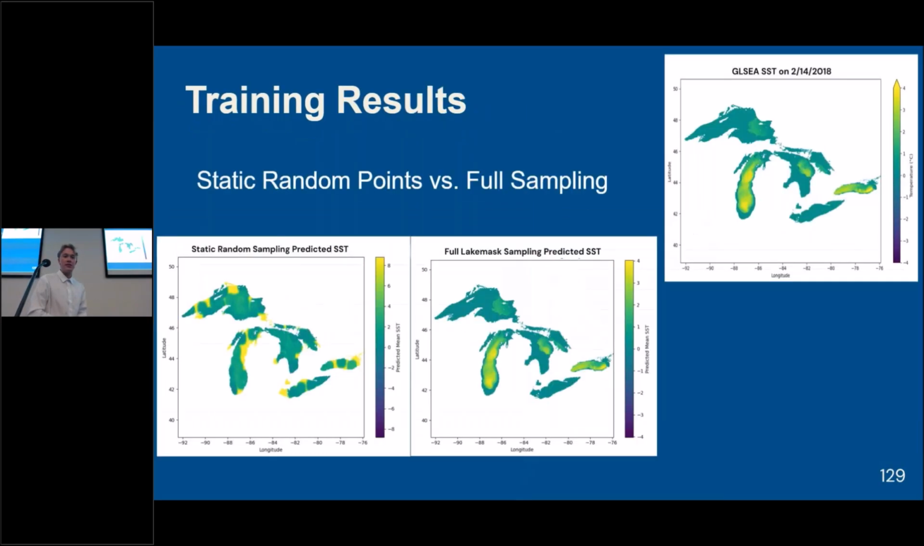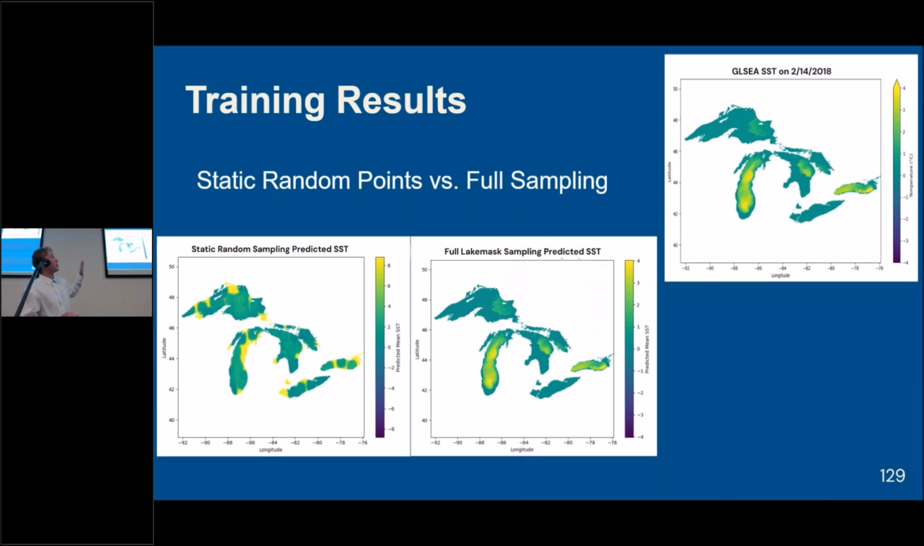And as you can see here, we don't only look at these training metrics, we also look at their predictions. And so on the left, we have the static random sampling. There's not a great gradient of sea surface temperature here. You see a lot of yellow blotches. And if I included the uncertainty graph that comes along with it, you would see that these blotches have higher standard deviation. And so this does a very poor job of interpolating sea surface temperature throughout the lake mass.